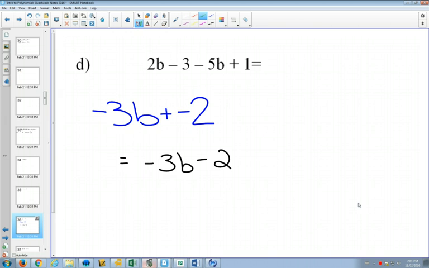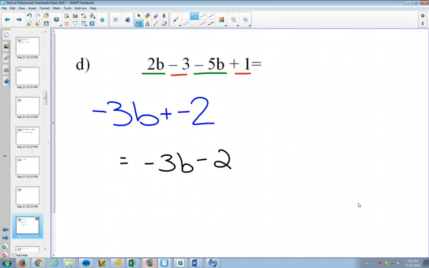Quiet, please. So one thing that you're going to find helpful, and sometimes people like to use different colored pens for this, is to look and say what things are alike. Can you see that the 2b and the minus 5b are alike? And if you have 2b and you subtract 5b, you're going to be left with negative 3b.